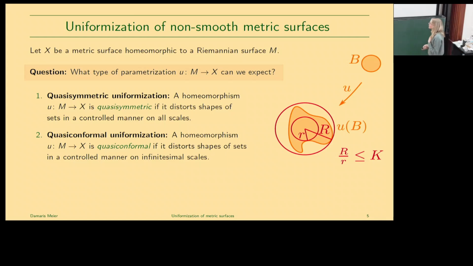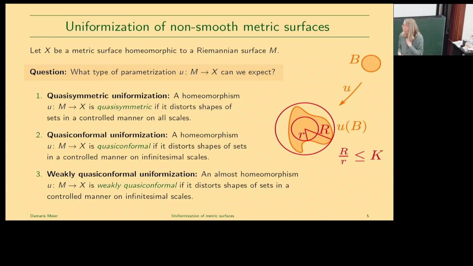And finally, the third class of mappings that we are interested in today's talk are weakly quasiconformal mappings. Again, we have a similar distortion property, but now it's not a homeomorphism anymore, but we're allowed to collapse sets.